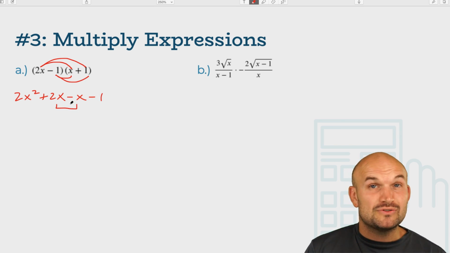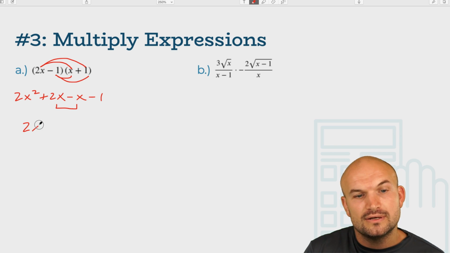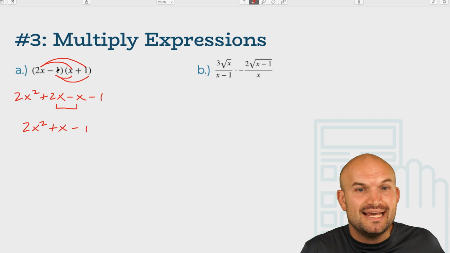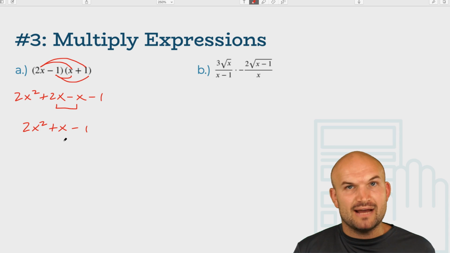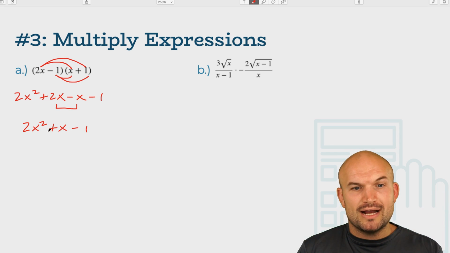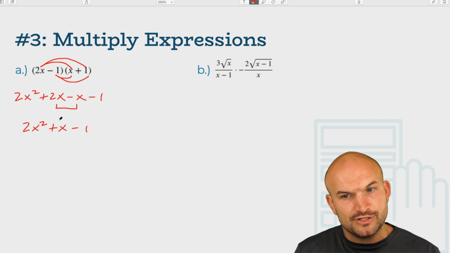Just remember though, now to simplify our expression, we can go ahead and combine like terms. So 2x squared plus x minus 1. You can see that the product of two binomials gave us a trinomial, right? And again, what was factoring? Factoring, which we did in the last problem, was just taking our trinomial and rewriting it as a product. So it's just that reverse operation.